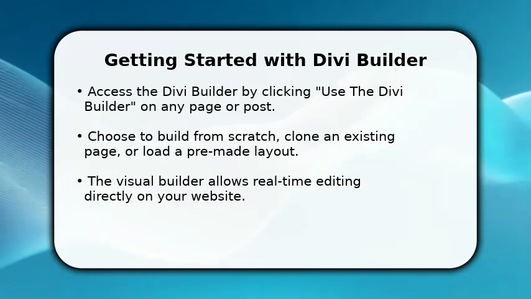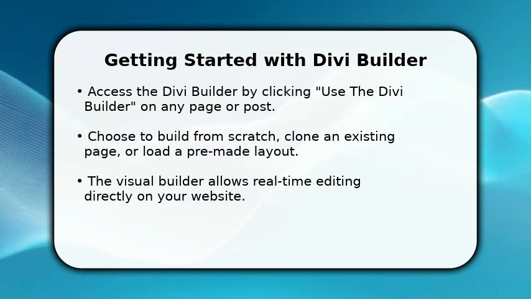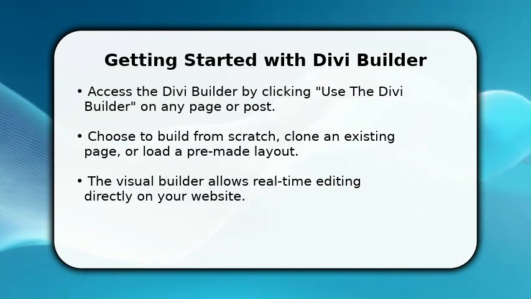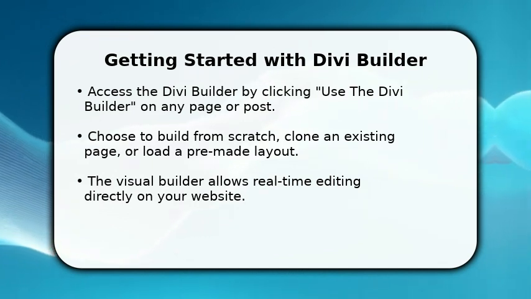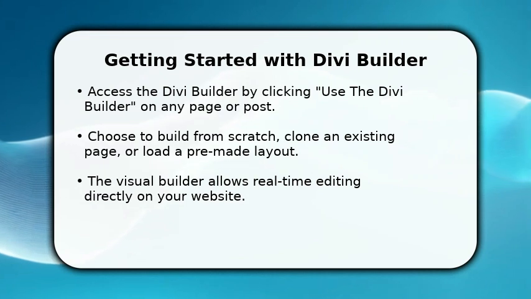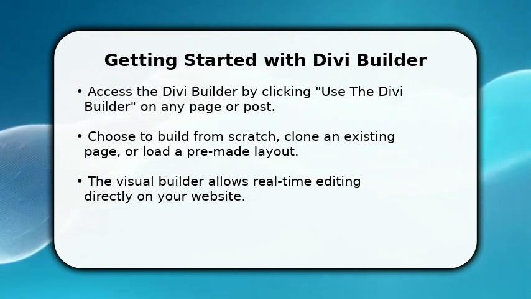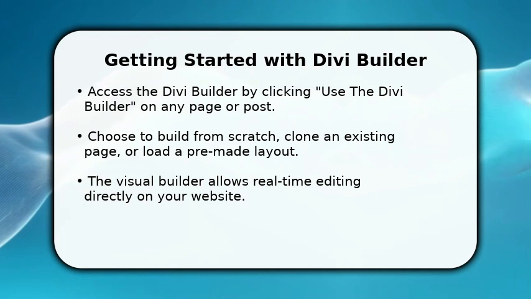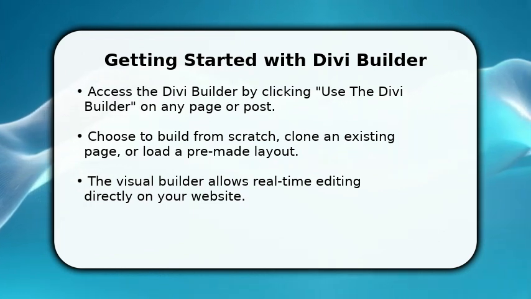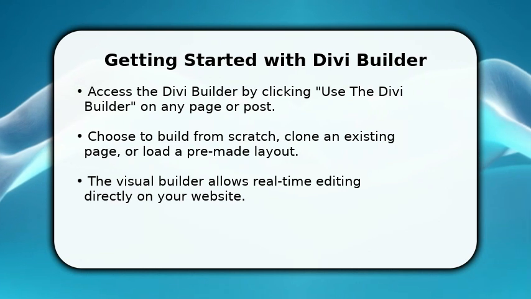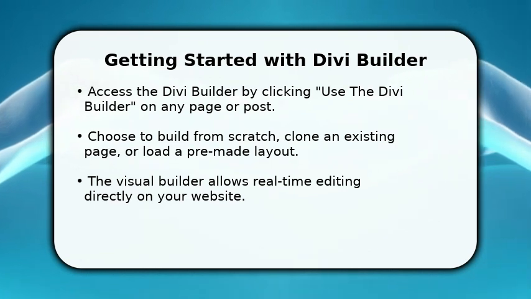In this video, I will explain how to use Divi Builder. To begin, navigate to any page or post within your WordPress dashboard and simply click the Use the Divi Builder button. You'll then have the option to start fresh, duplicate an existing design, or select from hundreds of pre-designed layouts. This intuitive visual builder lets you see your changes instantly, making website creation straightforward and efficient. It's a powerful tool for crafting beautiful pages without any coding knowledge.